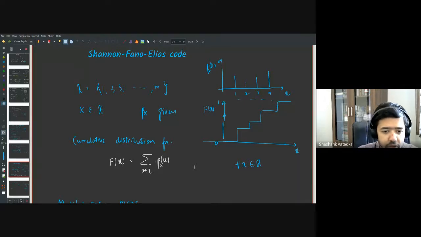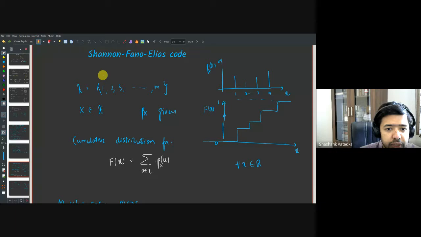Well, you're all familiar with the notion of the cumulative distribution function for a random variable. Right now, we'll assume that the alphabet is 1, 2, 3 up to m. The actual alphabet may be a sequence of letters. It could be a sequence of ASCII characters. It could be some special characters. Doesn't matter. But you can always map those ASCII characters to a set of integers, and that is going to be important when I discuss the Shannon-Fano-Elias code.